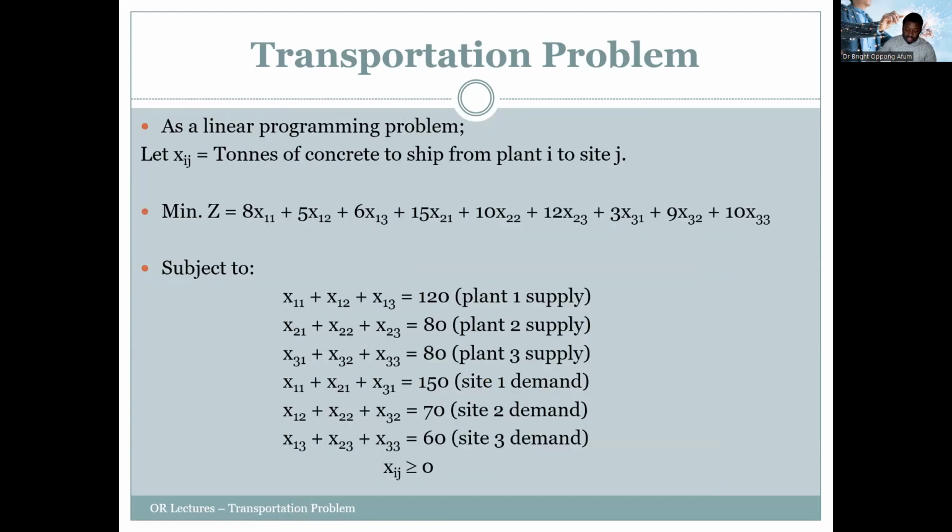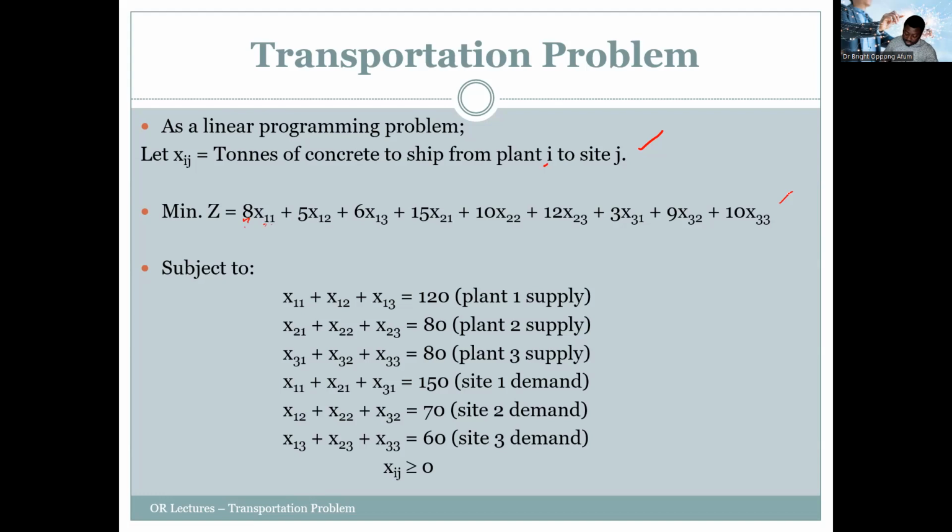So if we are to solve this using the linear programming that we did, then we can say that we should let Xij be the tons of concrete to ship from plant i to site j, right? And therefore we will be able to form, we know the various activities, 8, that's the cost of transportation. We are minimizing cost. So transportation from supply 1 to site 1 is 8. So we form that as our objective function, right?